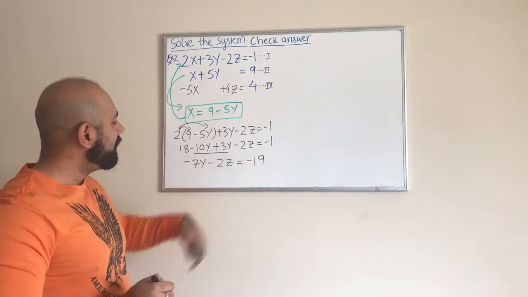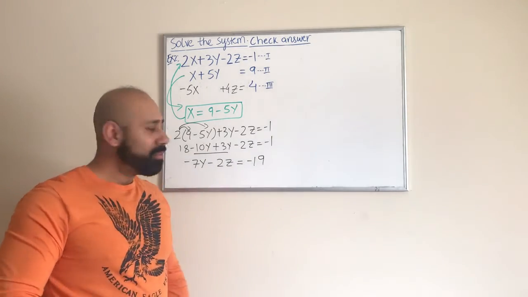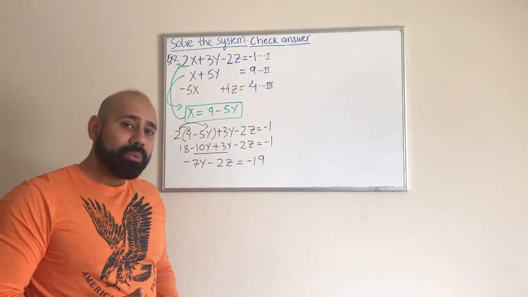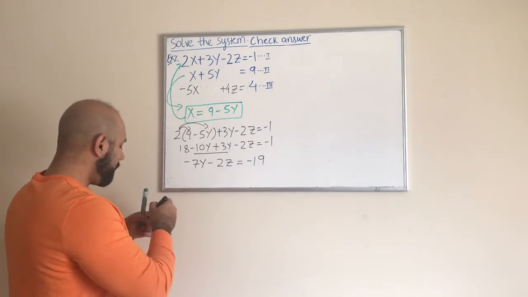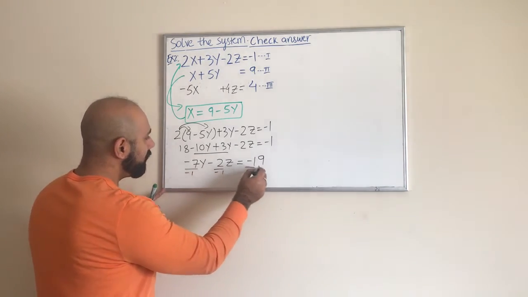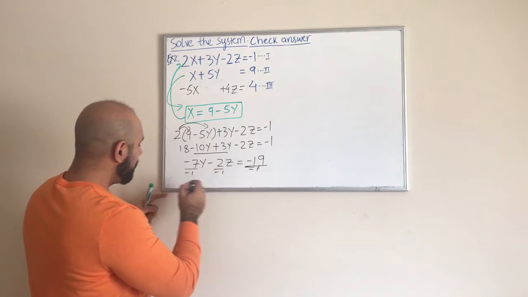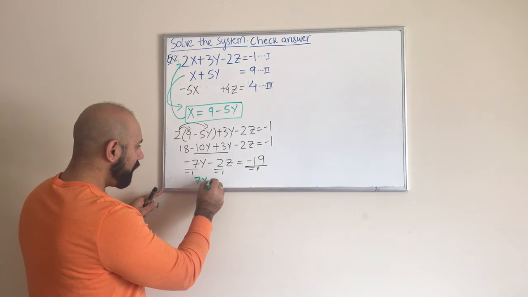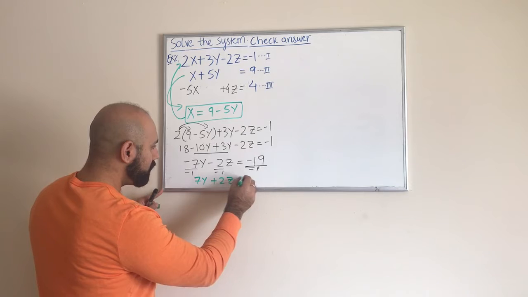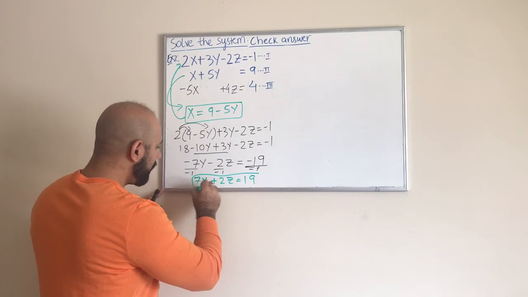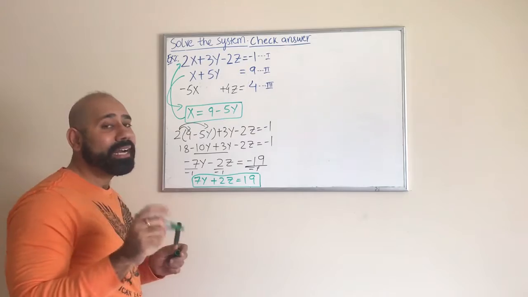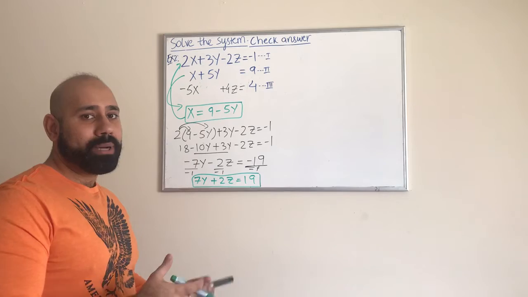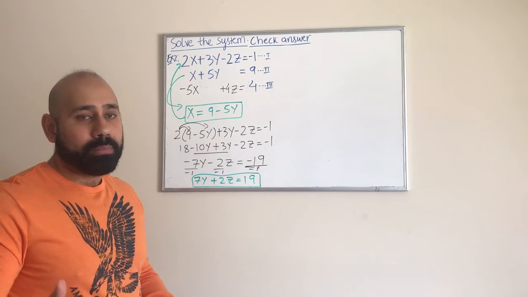Guys, I have three negatives here, and I don't like to work with negatives too much, and there's a way to get rid of the negatives: either multiply both sides by negative 1 or divide both sides by negative 1. So if I divide both sides by negative 1, what do I get? Finally, I will end up with an equation like this: 7y plus 2z equals positive 19. Guys, you don't have to do this step, but I highly suggest and encourage you to do it, because this way you will end up with all positives, and it's always easier to work with positive quantities.